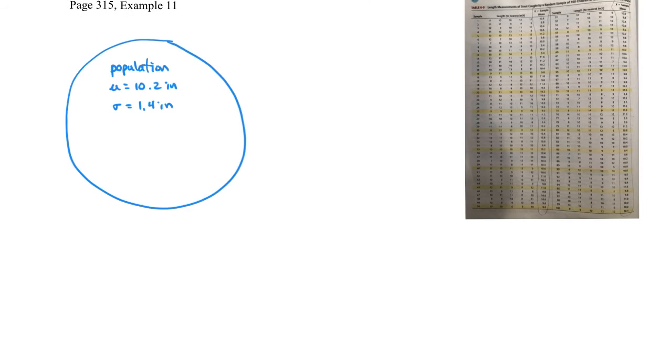And then this column here and this column here is a whole bunch of sample means, right? Each one of these is a sample mean of 5 trout. So we're going to talk about this sampling distribution. So we're going to actually look at the distribution of these sample means. So let's take a look at this.